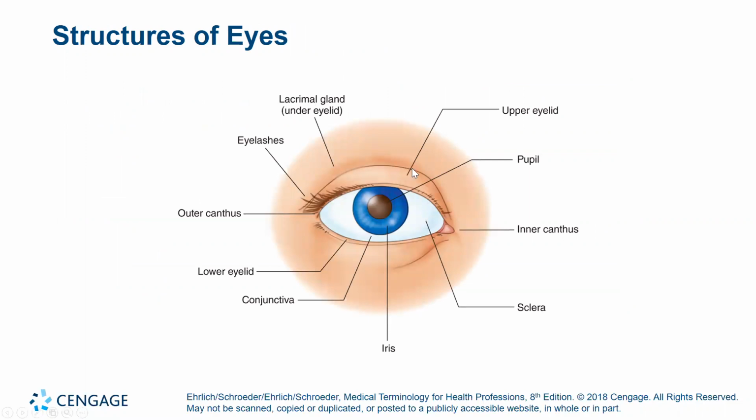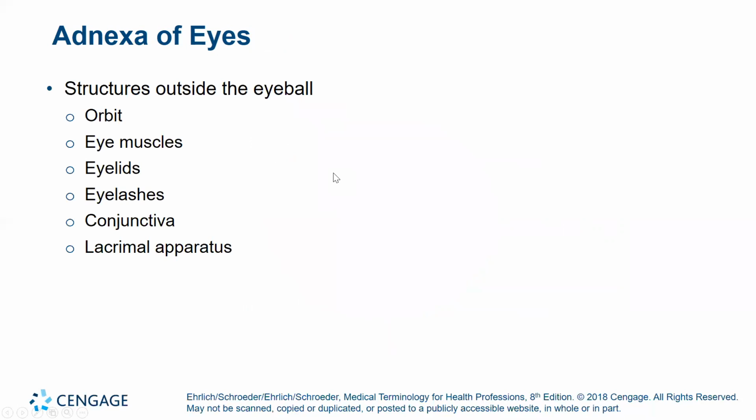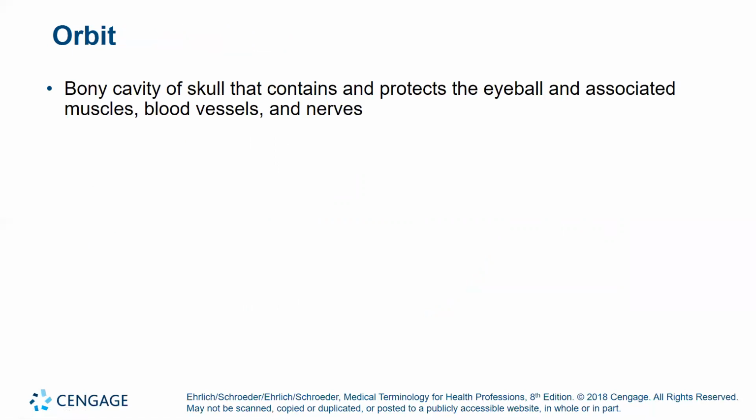Upper eyelid, lower eyelid, conjunctiva, iris, pupil, sclera. Here's your eyelashes, the outer and the inner canthus, and then your upper eyelid here. So next of the eyes, the structures outside the eyeball, we've got the orbit, eye muscles, eyelids, eyelashes, conjunctiva, and the lacrimal apparatus. The orbit is also known as the eye socket.